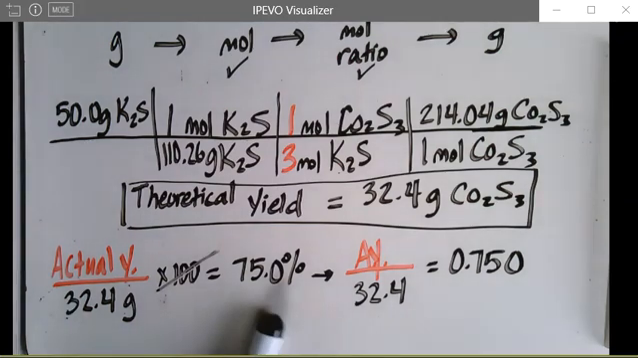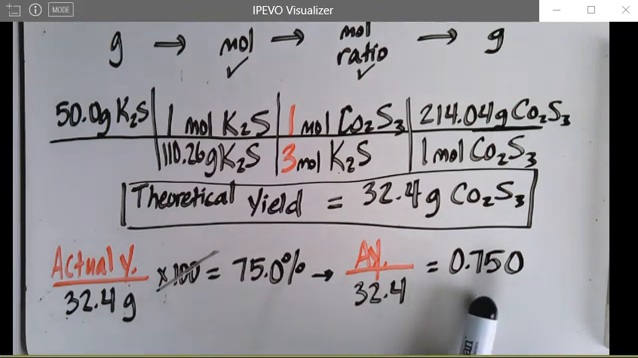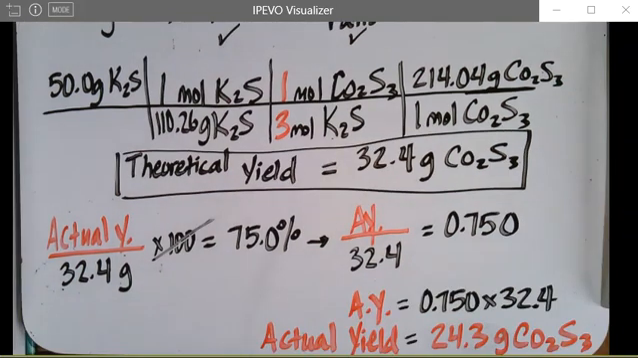Notice that if you divide both sides by 100, you will get this expression, actual yield over 32.4 equals 0.750. Now all you have to do is multiply both sides by 32.4 to get your actual yield. So go ahead and do that. After completing the calculation, you should have gotten 24.3 grams of cobalt-3 sulfide as your actual yield. Now you are ready to complete the rest of the percent yield assignment.